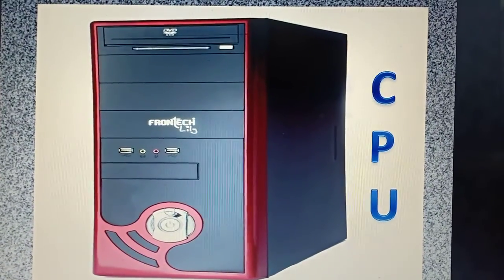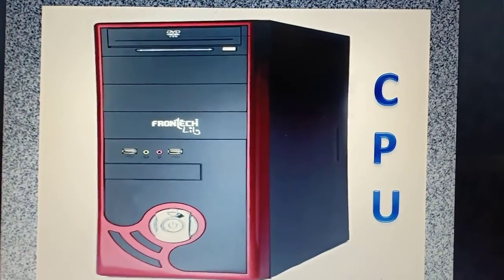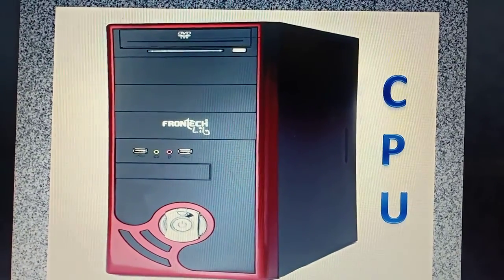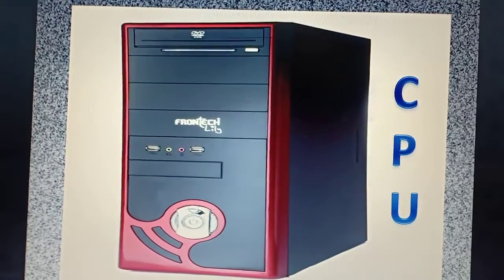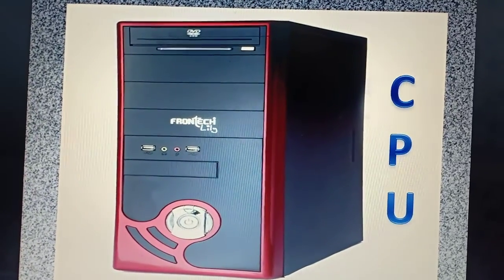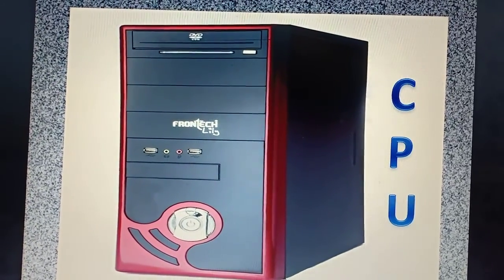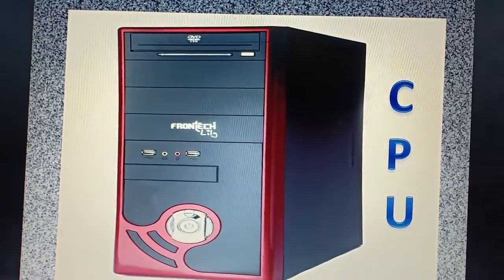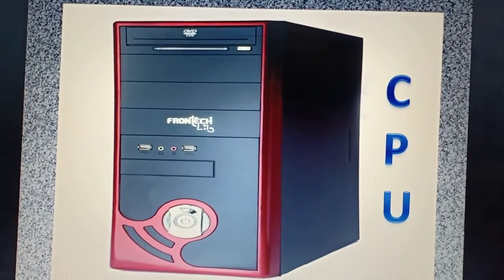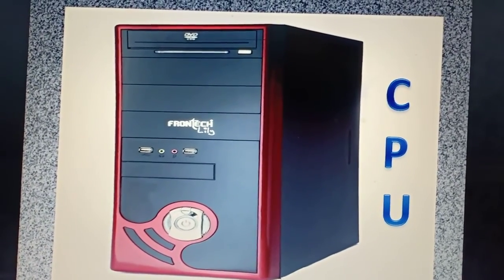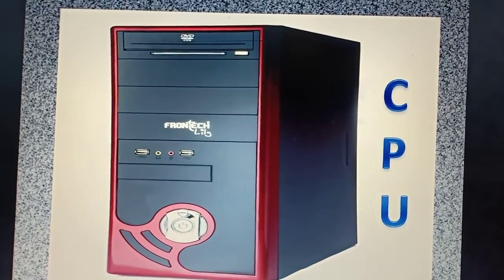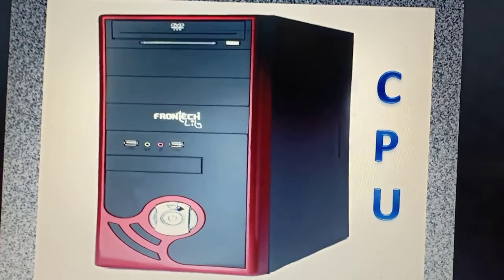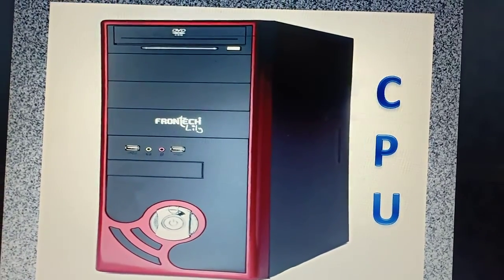So it is also called the brain of the computer, because in a human being the brain controls every action and reaction of the whole human body. Like this, the CPU controls all the actions, all the performance of the computer. That's why it is called the brain of the computer. It controls all the other parts of the computer and it is inside the system cabinet.